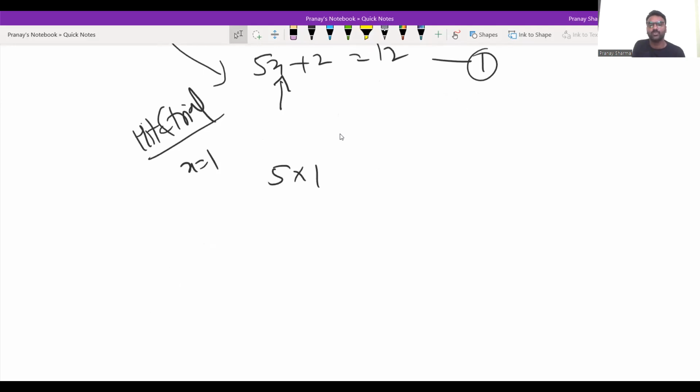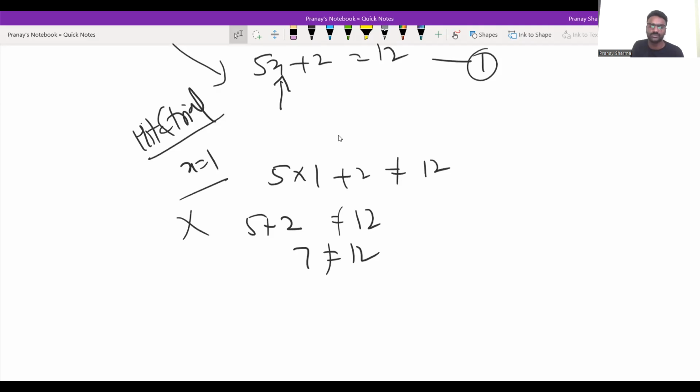So this will be 5 into 1 plus 2. Take RHS simultaneously. So this will be 5 plus 2 equals 12. That means 7 equals 12. Obviously, this is an absurd situation. So x equals 1 is discarded. This will not be the solution of this equation. Solution means finding a possible value which can make LHS and RHS one and the same.